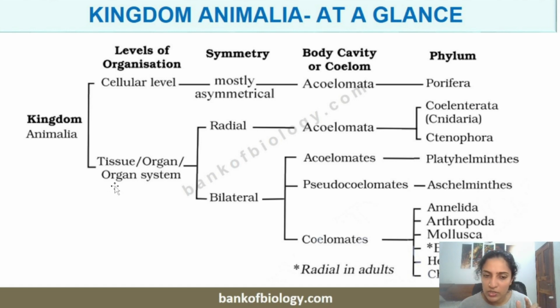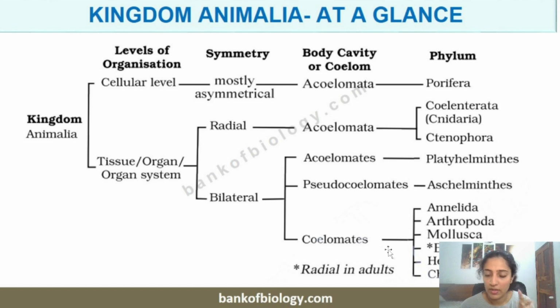Next, for the tissue, organ and organ system levels, the symmetry can be radial or bilateral. Mostly radial symmetry is shown by Coelenterata and Ctenophora. As I told you, everything above Aschelminthes is acoelomate, and the organisms below Aschelminthes will have a coelom. So there is no question about the presence of a body cavity.